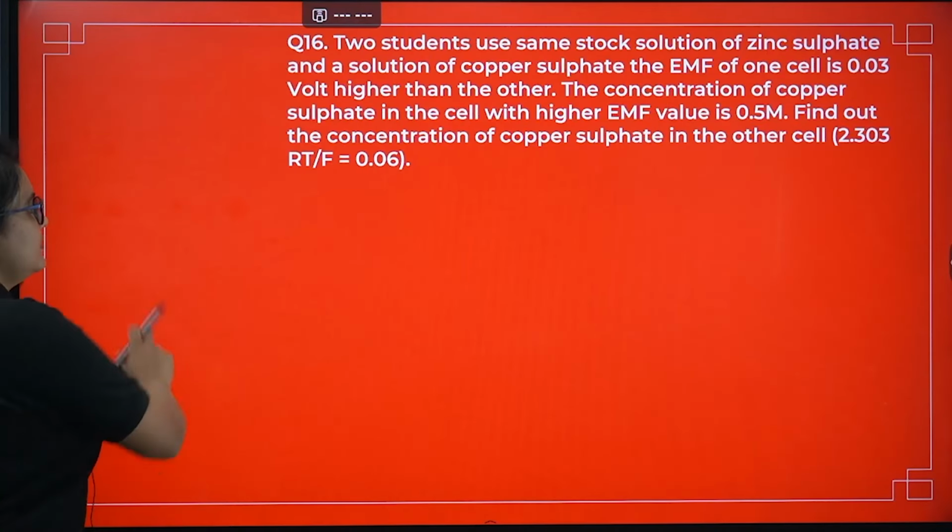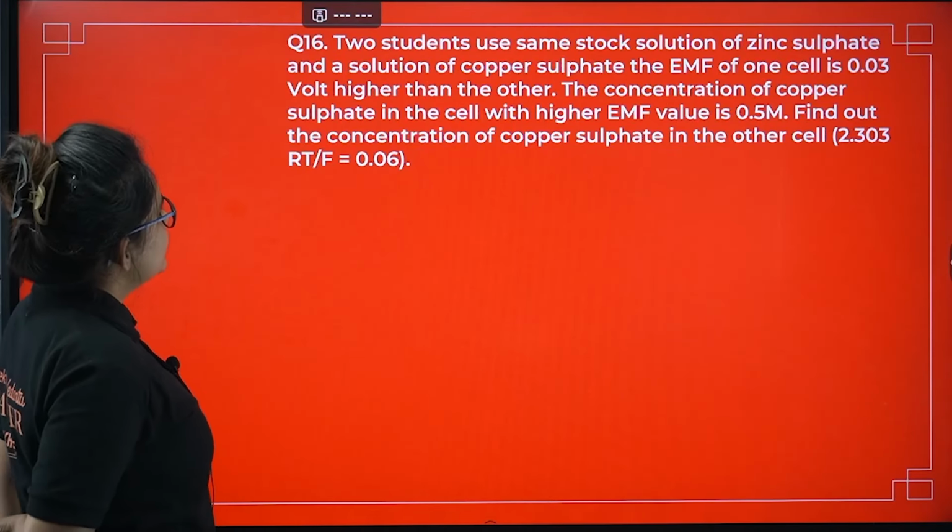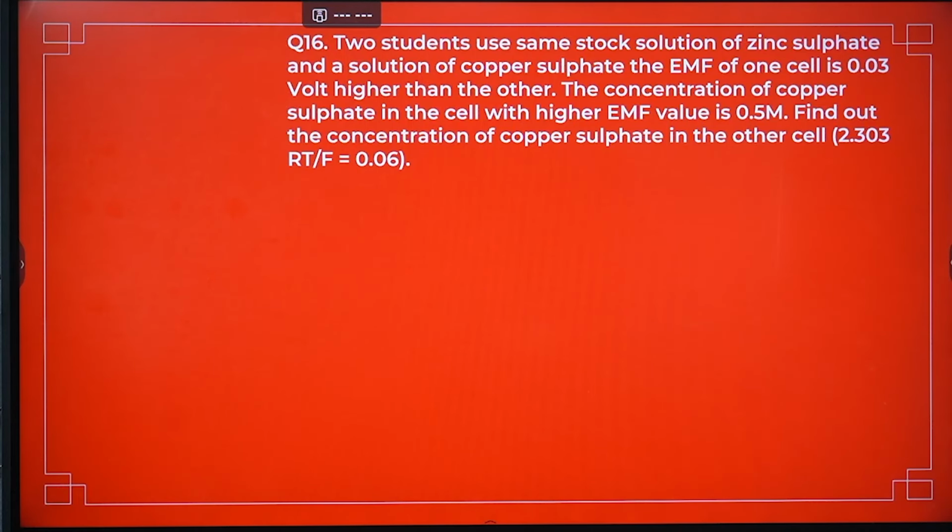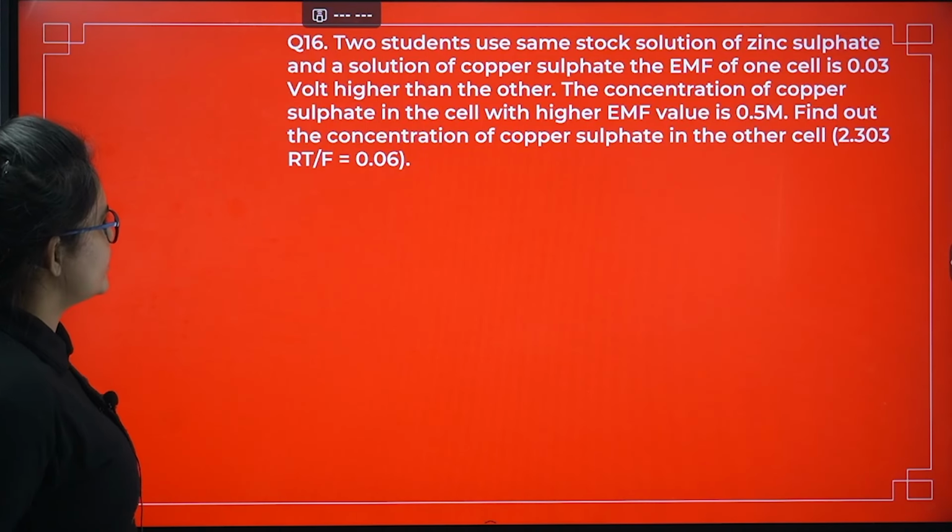Let's go ahead. Let's go with the next problem. Two students use the same stock solution of zinc sulfate and the solution of copper sulfate.